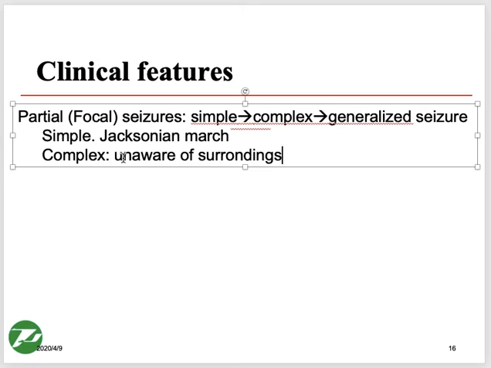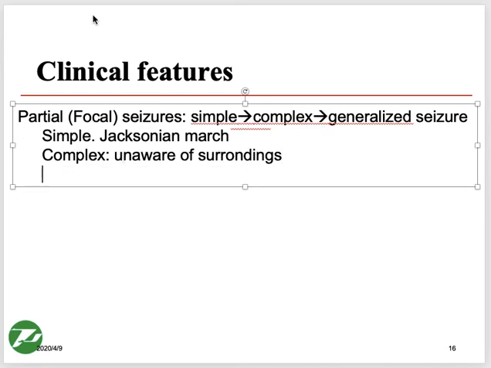Now, what happens in many of these patients is there is a term called automatism. So what is automatism? It is basically chewing, swallowing, or lip smacking movements. Sometimes fumbling or things like this. Certain movements like these, we call them automatism.